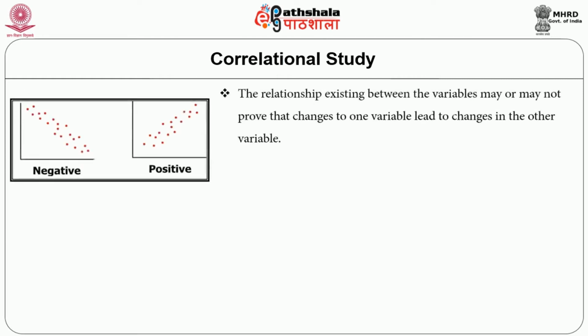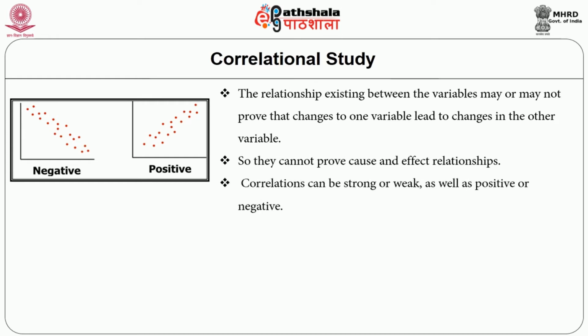The relationship existing between the variables may or may not prove that changes to one variable lead to changes in the other variable. So, they cannot prove cause and effect relationship. Correlations can be strong or weak as well as positive or negative. Sometimes there might be no correlation between the variables of interest.